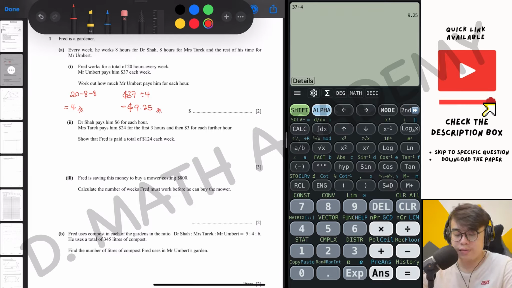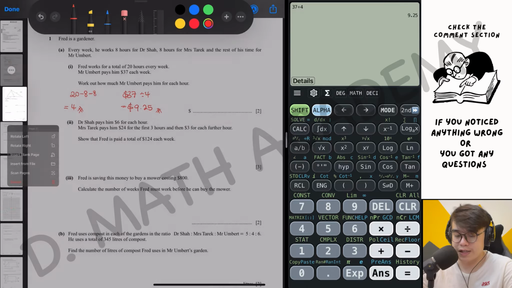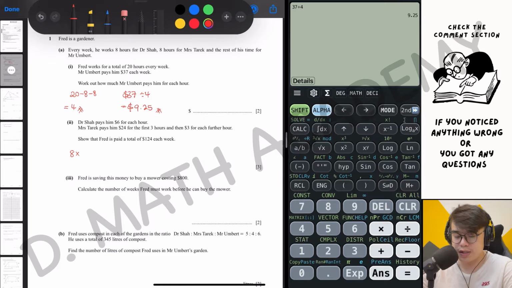Dr. Shah pays him 6 each hour. Mrs. Tarek paid him 24 for the first 3 hours and 3 for each further hour. Show that Fred's total pay is 124 each week. So for Dr. Shah, it's fixed. That will be by taking 8 times 6. And then for Mr. Hubert, it is fixed at 37.